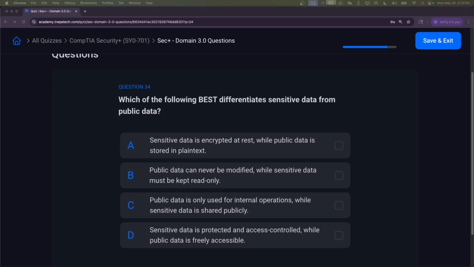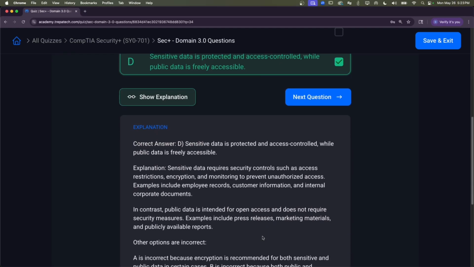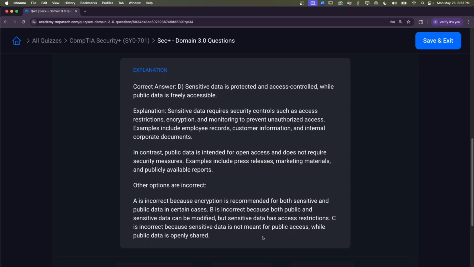So sensitive data already, right, is kind of easy in the term. Sensitive data is something you need to protect. It's something that if it gets breached, it's going to do damage, right? That's critical. But sensitive data could be your IP, your trade secrets, anything that you don't want exposed to the public or to the internet. Where public data is, that's why it's called public. So sensitive, I'm going to go with D. Sensitive data is protected and access controlled, while public data is freely accessible. Pause the video if you'd like to read the explanation.